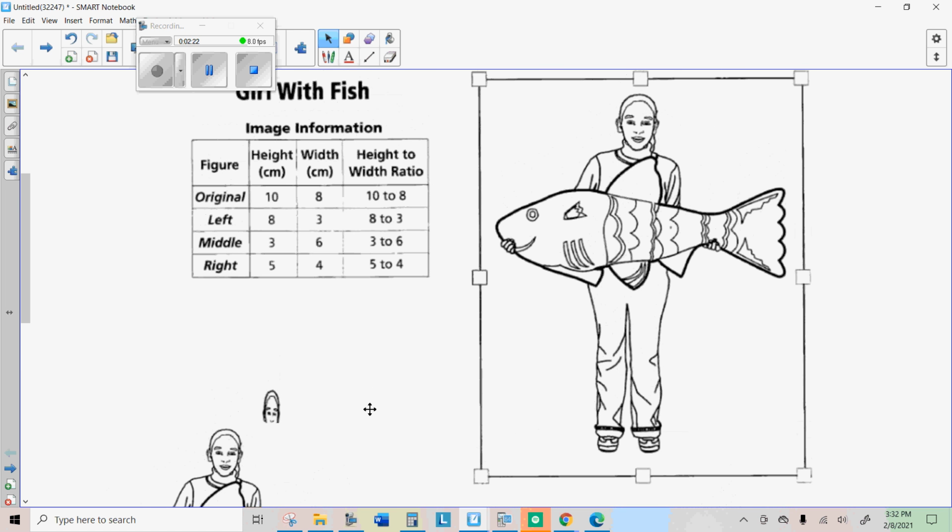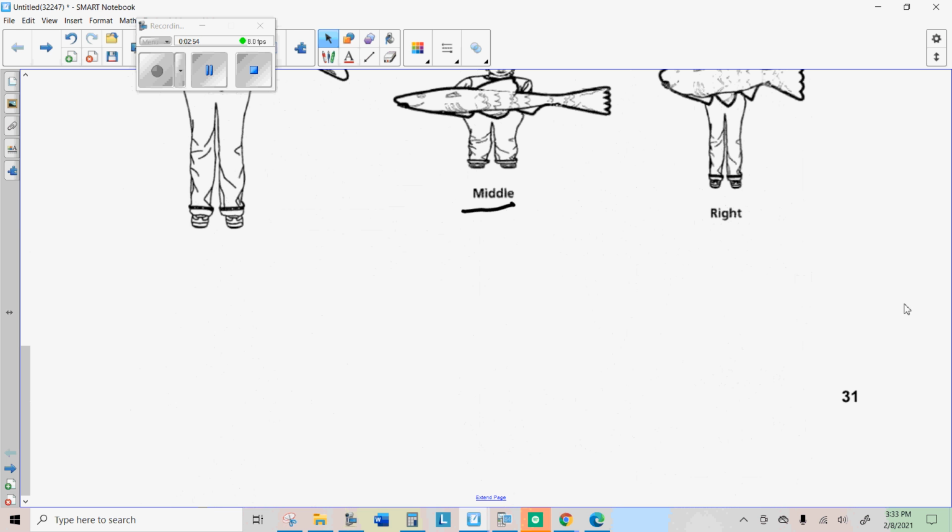So what we want to see is that the height to width ratio is the same as the original. If we look at these, this first one, 10 to 8, I can simplify that. That's the same as 5 over 4. This is 8 over 3. This is 3 over 6, which is 1/2. And the last one is 5 over 4. If they simplify to the same ratio, then they are mathematically similar. So that's the idea, just a definition of similarity.